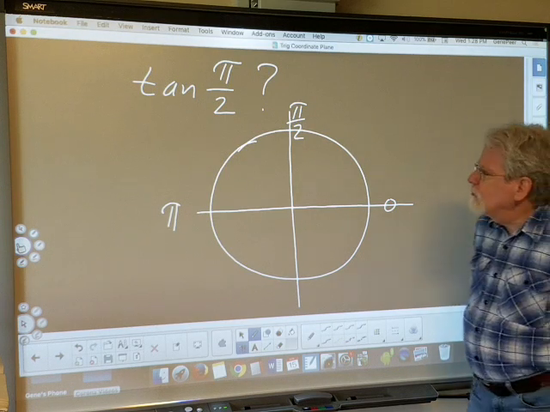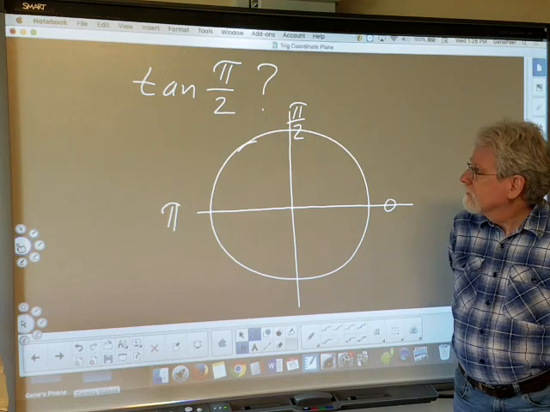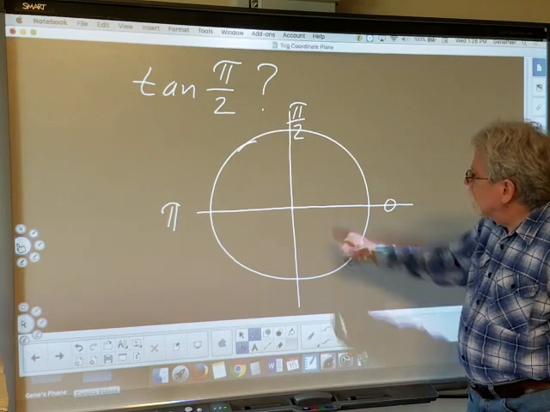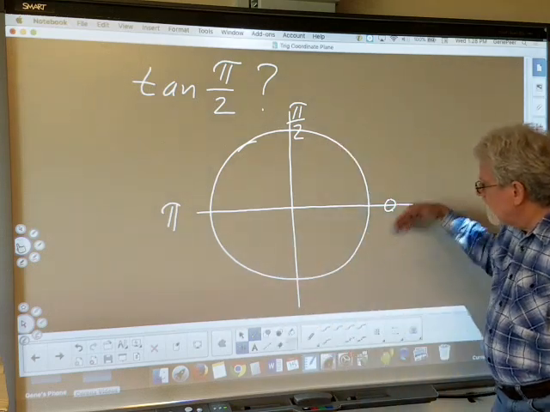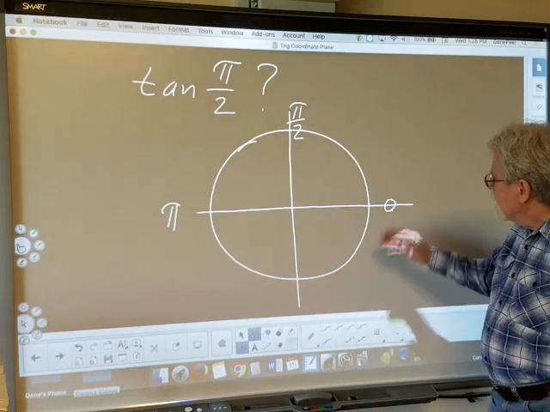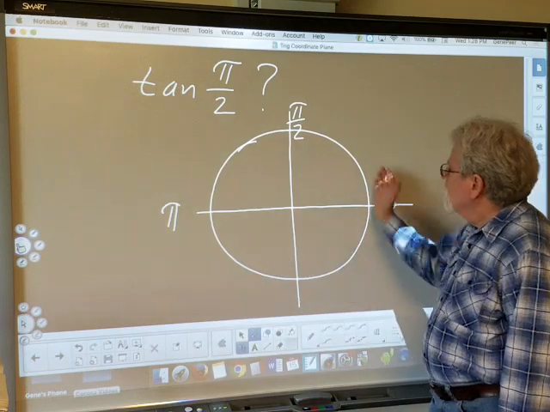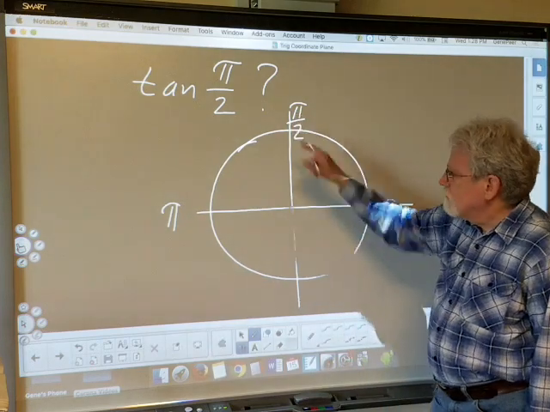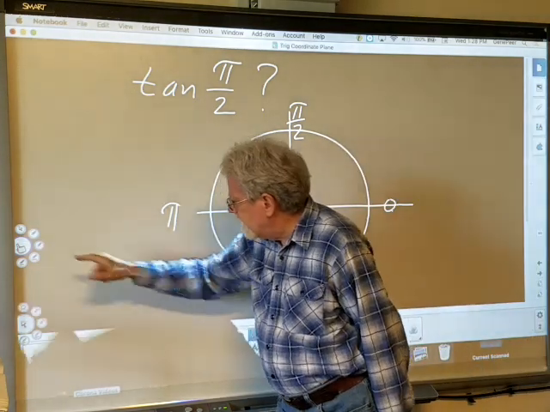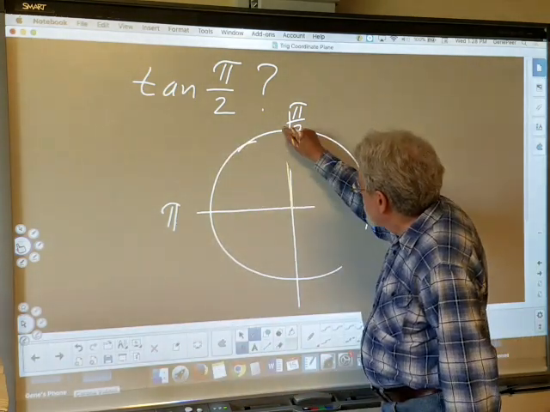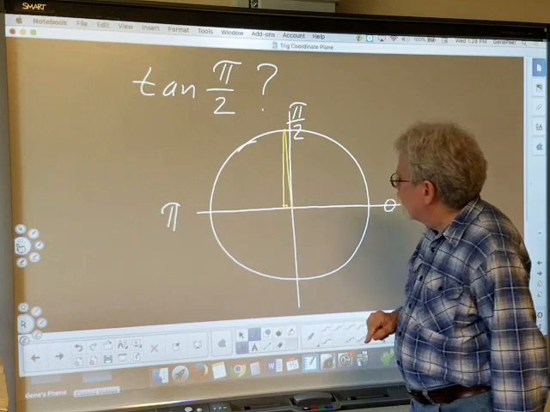How about the tangent of pi over 2? Tangent of pi over 2. There's 0, there's 1 pi. Remember, the complete circle is 2 pi. 0 to 1 pi. Here's 1/2 pi. We're talking 90 degrees. So we make ourselves a little pretend triangle here. We just kind of make it really close in there. It's a little right triangle.